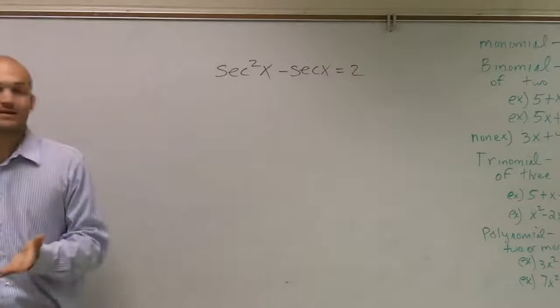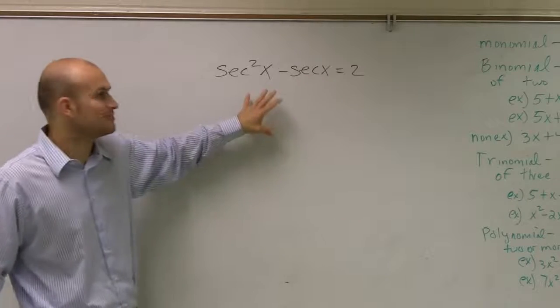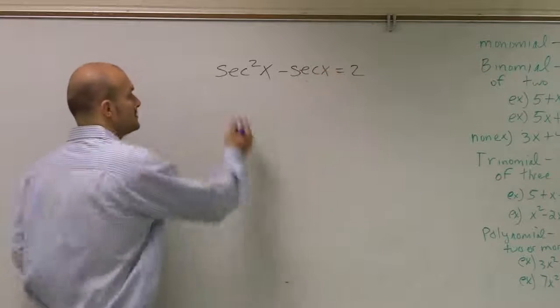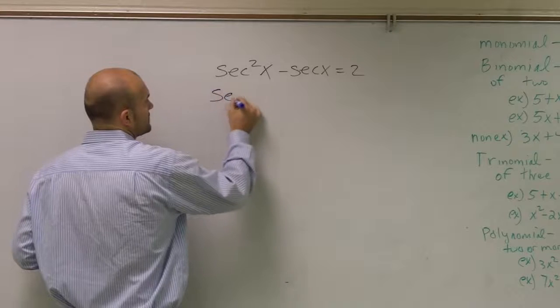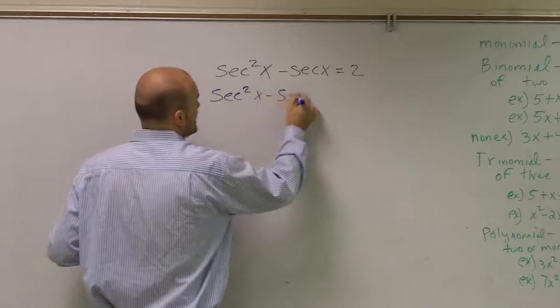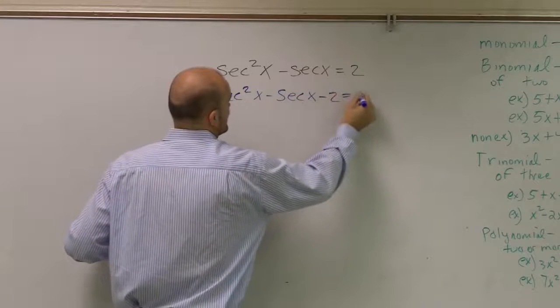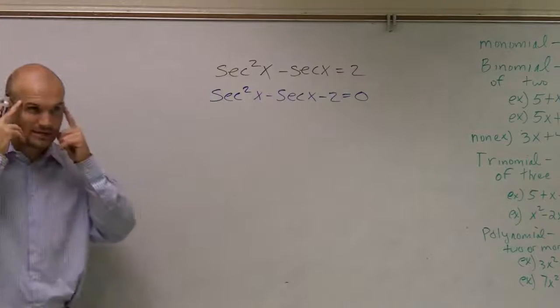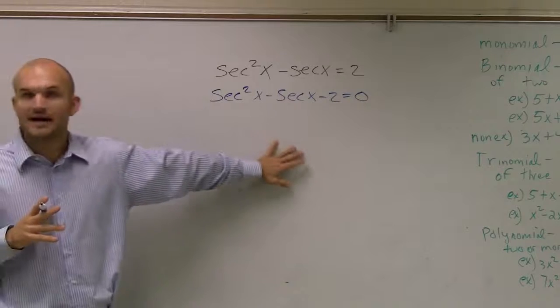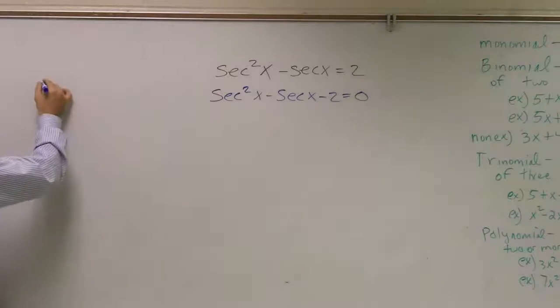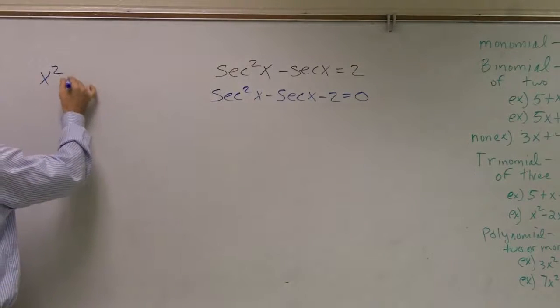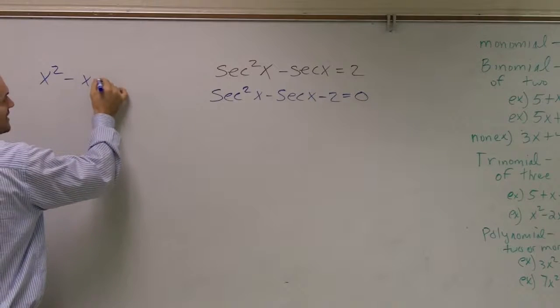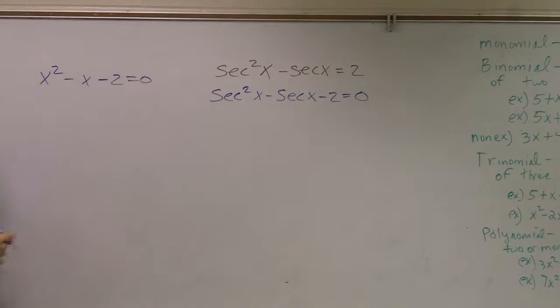When I'm going to factor, I want to make sure I get all my terms over to the left side so I can factor and set it equal to 0. So therefore I have secant squared of x minus secant of x minus 2 equals 0. Now, some of you might be a little vague on how you would factor this. What I would recommend is to forget about the secants for a second and just see if you can factor this trinomial as it is.